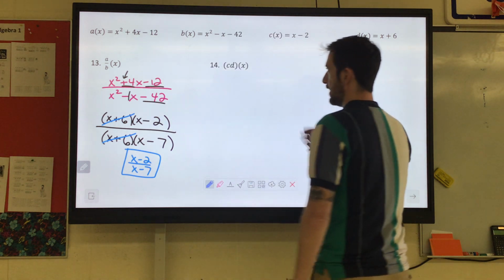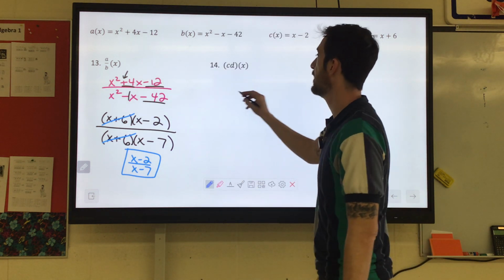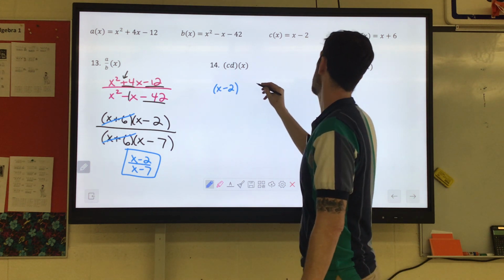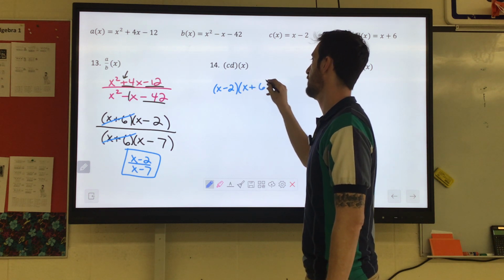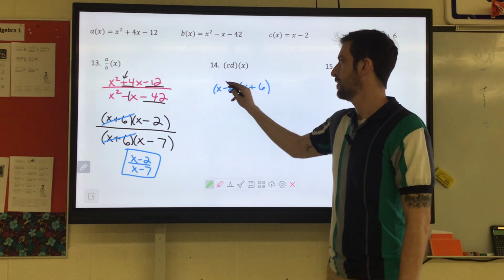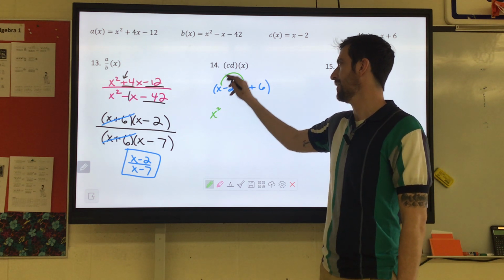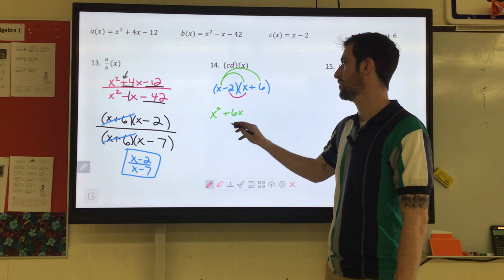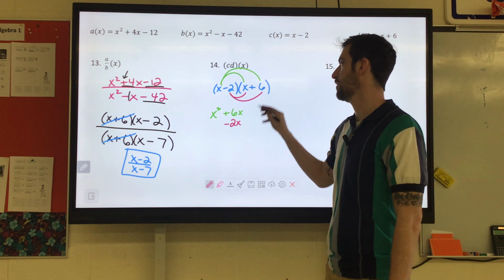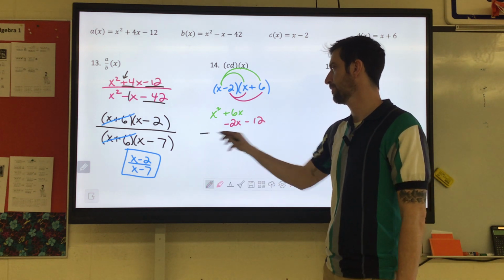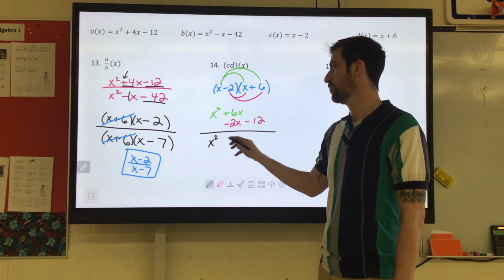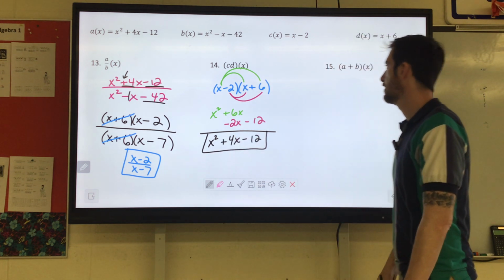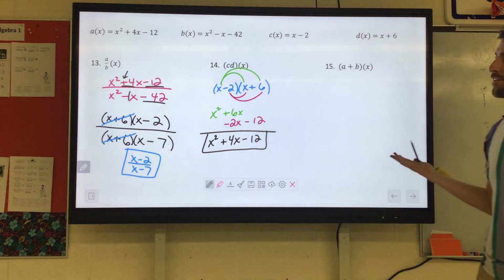Alright, c times d. So c's function is x minus 2 times d's function, x plus 6. So we just need to multiply these. We could FOIL that. x times x, x squared. x times 6, 6x. -2 times x, -2x. -2 times 6, -12. x squared, 6x minus 2x is 4x, minus 12. Number 15, we're just adding together a and b.